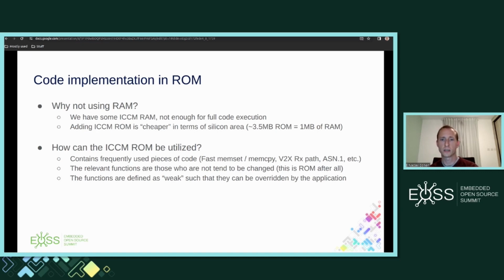Another benefit is the reduction of cache pollution. Since the ICCM ROM is not cached, if, for example, we are running our application code from the CSM, the cluster shared memory, which is cached, and the cache is already full, calling an uncached function will cause some cache lines to be invalidated. Instead, if the frequently used functions are in a non-cached memory, such as ICCM ROM, it will not affect the cache and can save some cache misses.